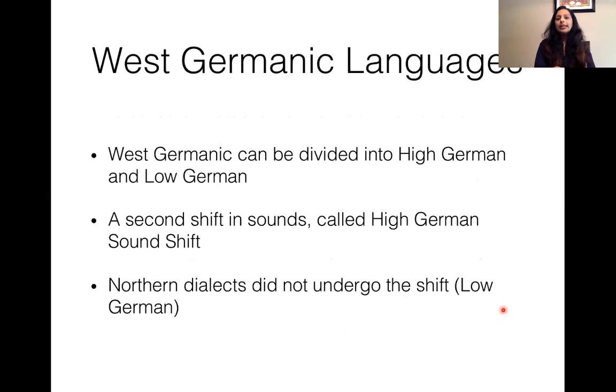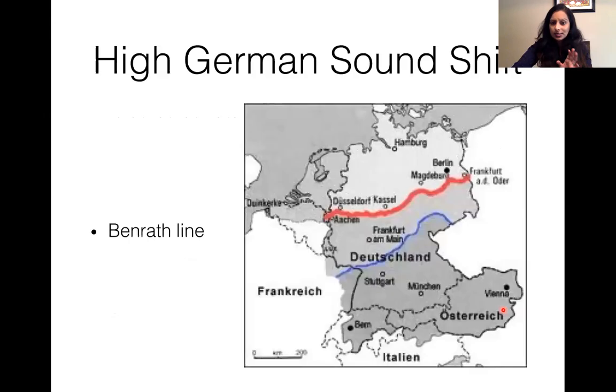Now, West Germanic can be divided into two. It can be divided into High German and Low German. And there's a second shift in sounds called the High German sound shift. And I'm not going to be talking about this in any detail. I just want you to have this map right here. The Benrath line in red is really what determines this High German and Low German sound shift.